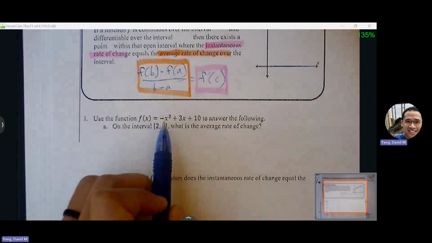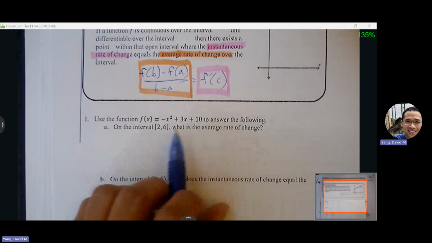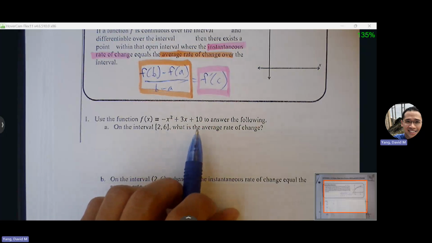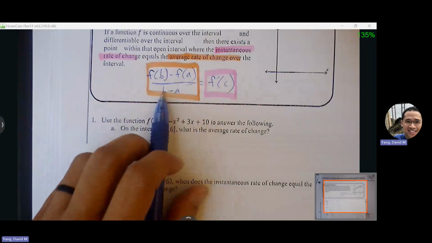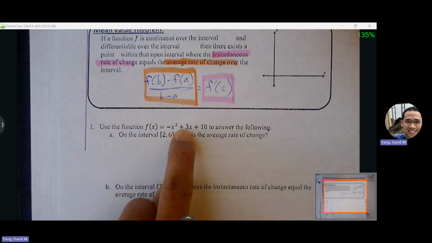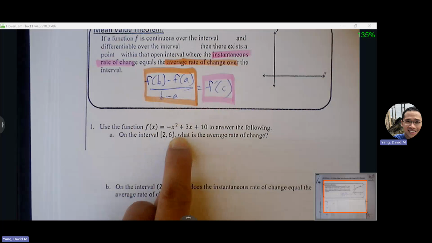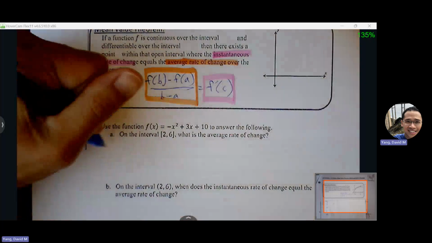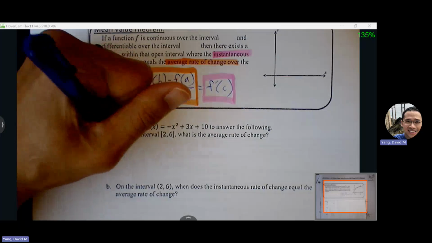Okay, so number 1, it says we have a function negative x squared plus 3x plus 10. This is a polynomial. On the interval, what is the average rate of change? So average rate of change is just the slope between the endpoints, right? So we're just going to plug 2 and 6 into the function. Let's get our y values, get our slope between the endpoints. Let's try that. Okay. And then this unit, you can use your calculator as well.